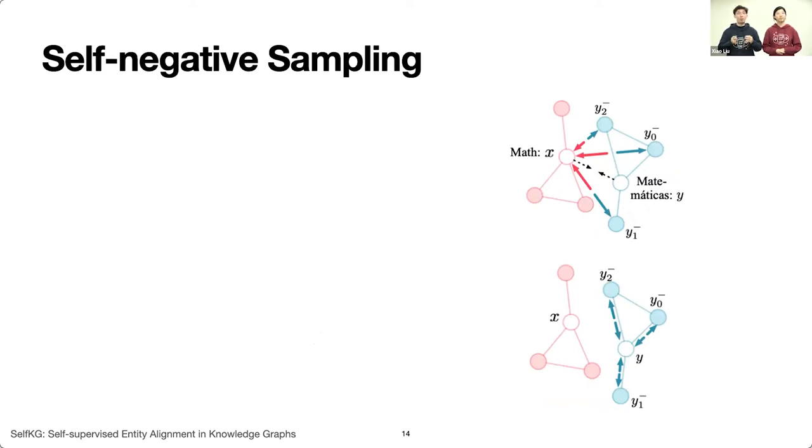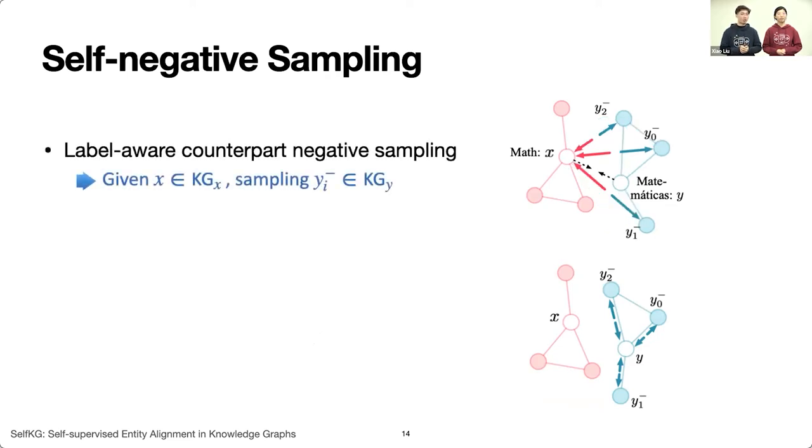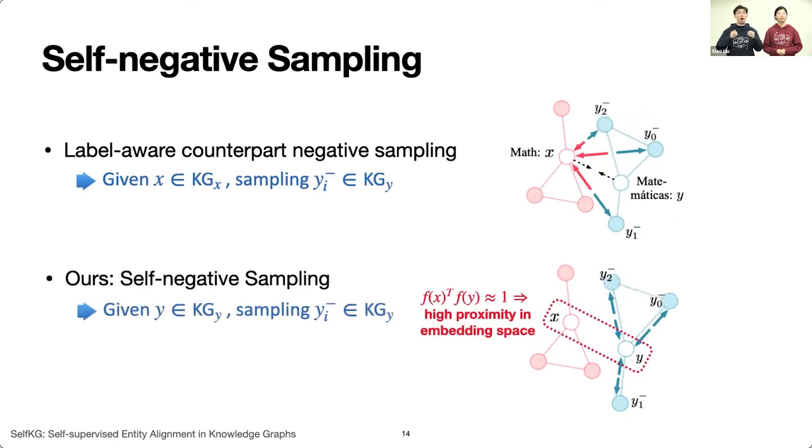To avoid the problem of collision, we present the self-negative sampling strategy. While the traditional label-aware counterpart samples the negatives from the counterpart knowledge graph, we propose to sample negatives from the ego knowledge graph. From a geometric perspective, this equivalently pushes negatives away from the positive pair, which closely locates to each other in the embedding space. Its superiority lies in avoiding the collision.